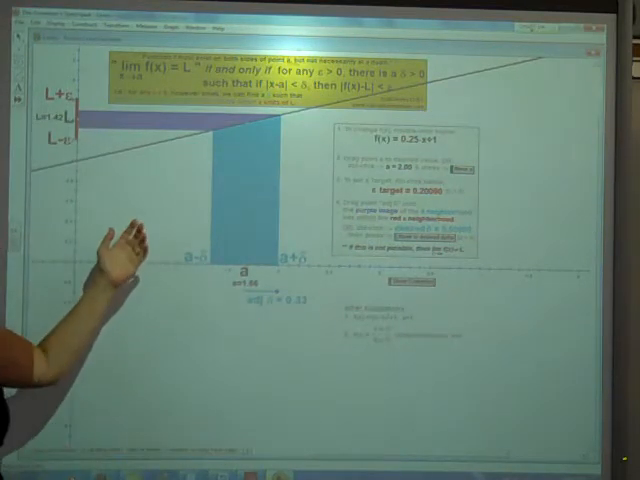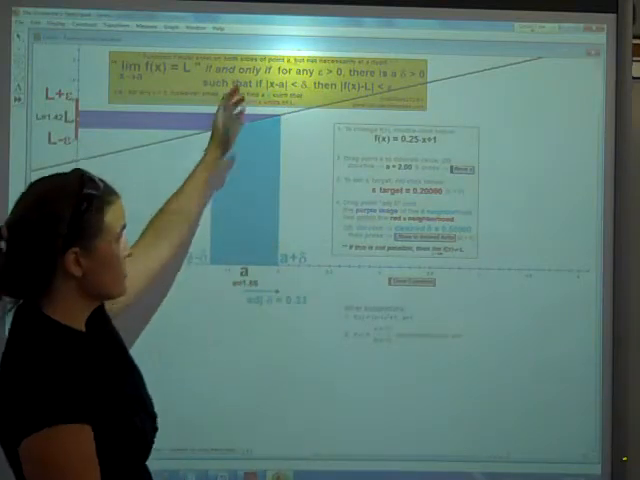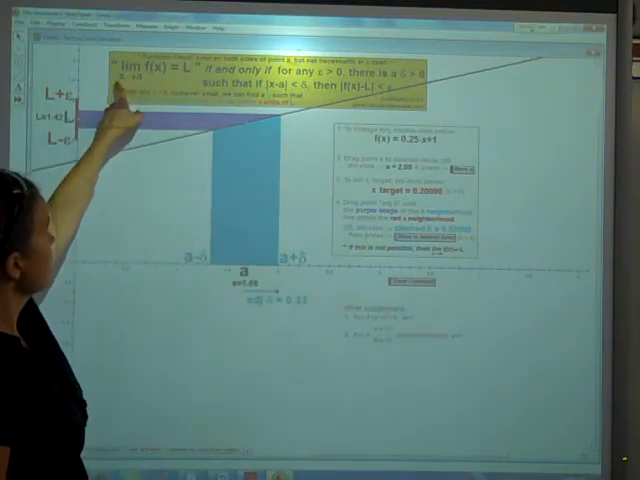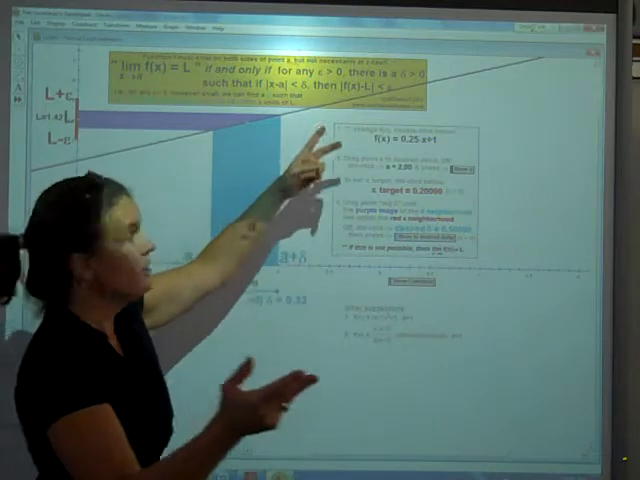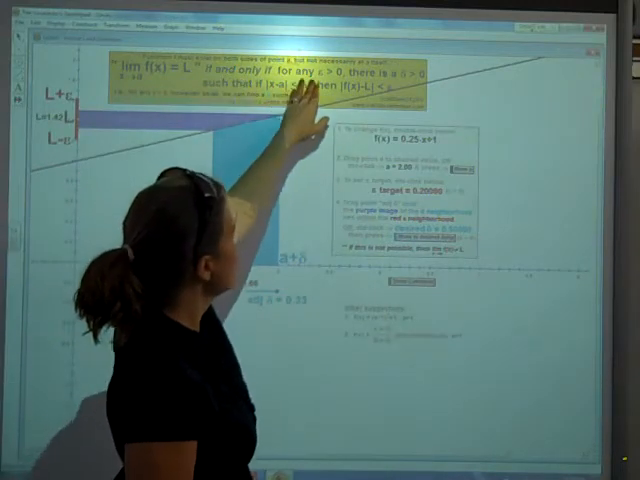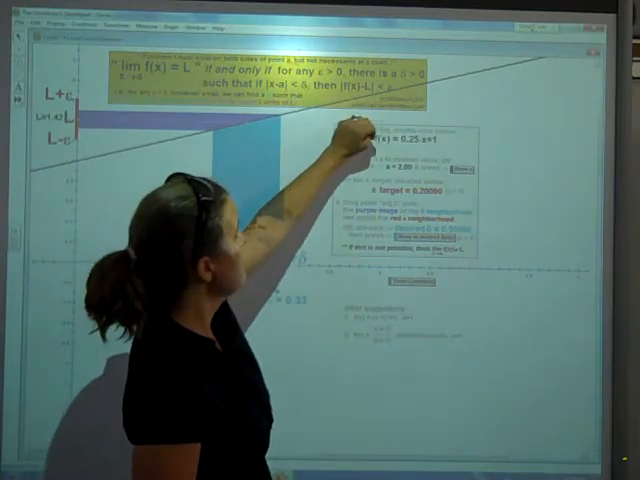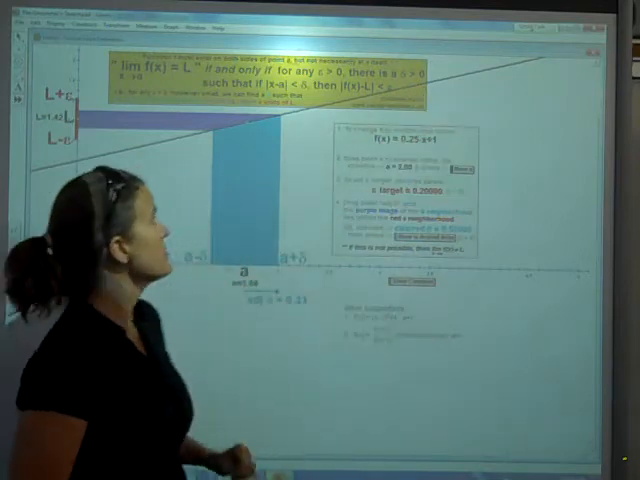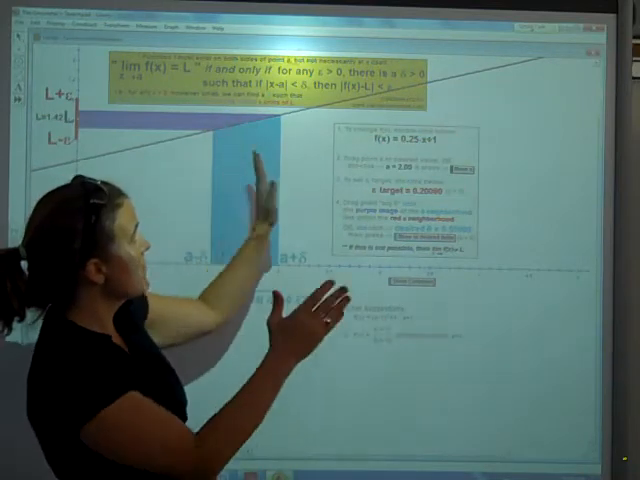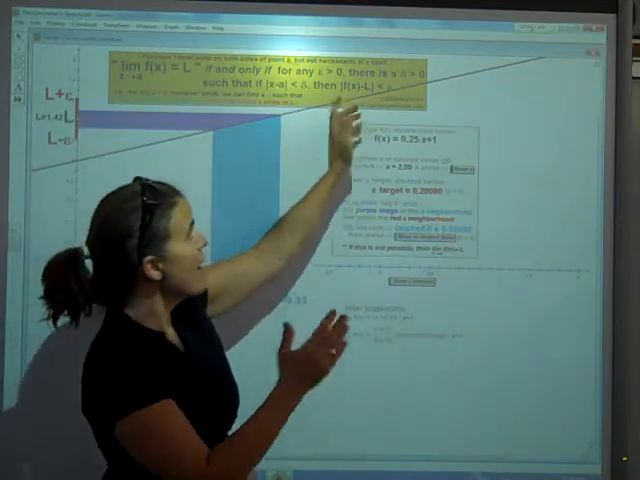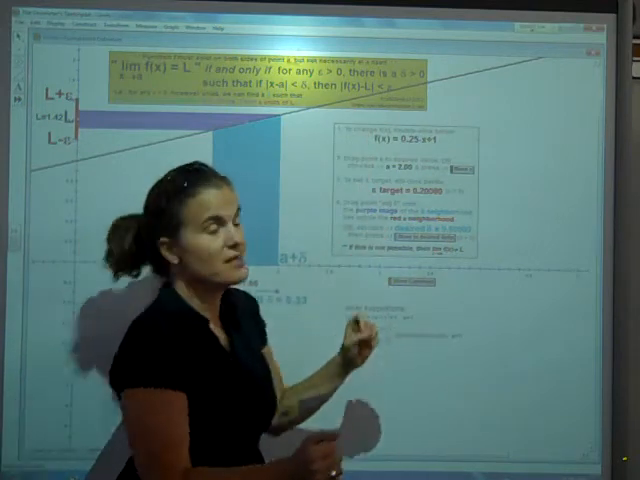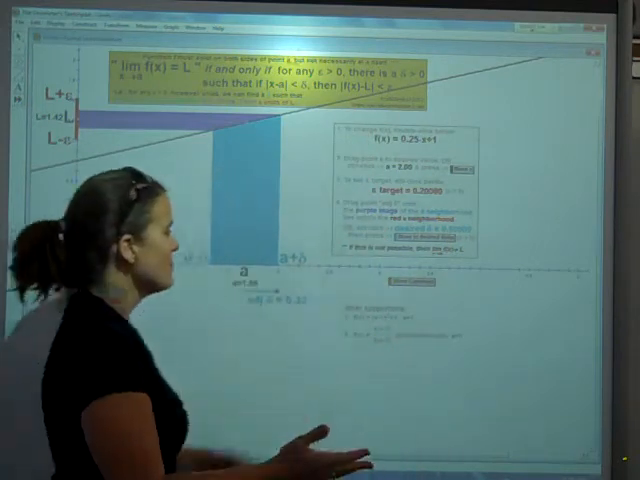Okay? So I'll read the definition because I'm sure you can't see it. The limit of f of x as x approaches a will equal L, the limit, if and only if, for any epsilon greater than 0, there is some delta, also greater than 0, such that if the absolute value of x minus a is less than delta, then the absolute value of f of x minus L has to be less than epsilon. Okay, so what does all that mean?